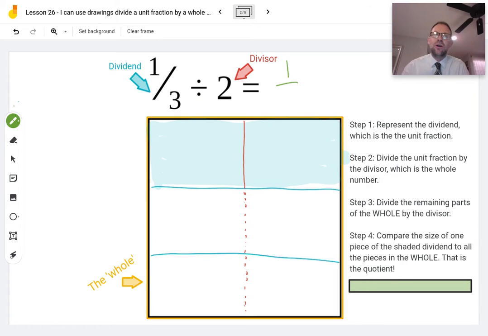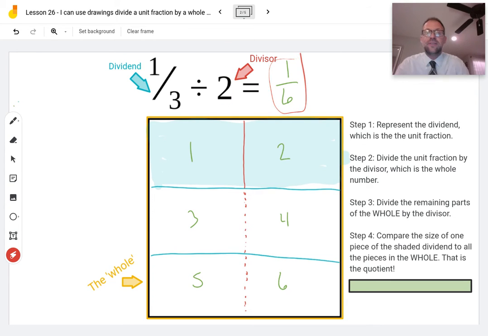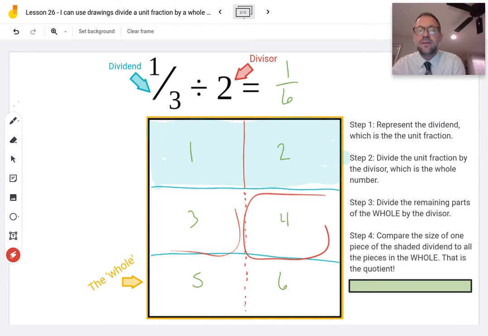And how many pieces are there in the whole? Well, there are 1, 2, 3, 4, 5, 6. 6 pieces in the whole. That is, of course, the job of the denominator to report the number of pieces in the whole. And so our final answer, our final quotient is 1/6. 1/3 divided by 2 is 1/6. This one piece is 1 out of 6 pieces in the whole.